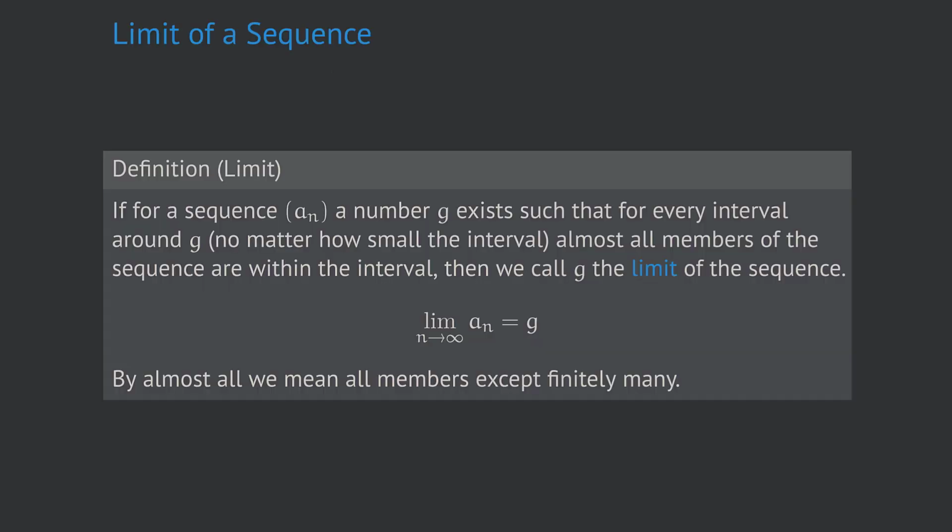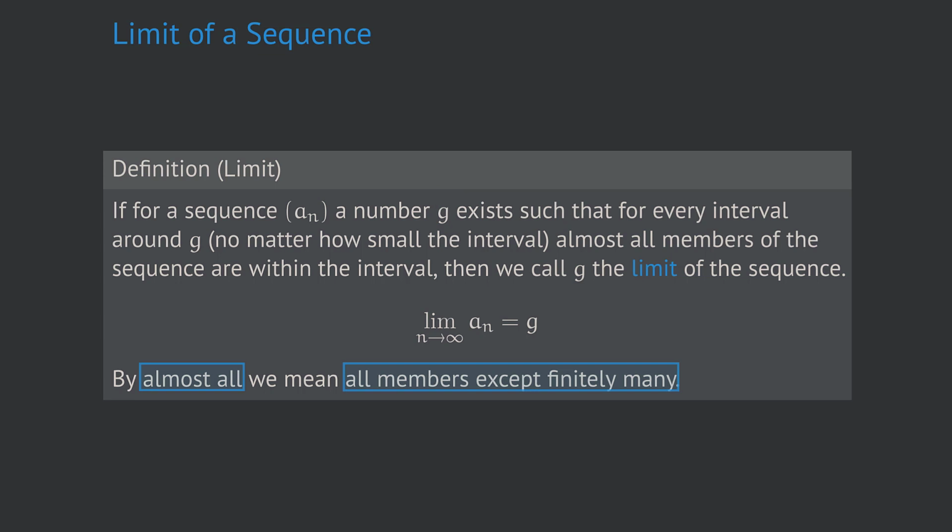Now let's have a look at the mathematically precise definition for a limit of a sequence. Admittedly, it's a little awkward to read and we have to get used to it. So let's read the text. If for a sequence a_n, a number g exists, such that for every interval around g, no matter how small the interval, almost all members of the sequence are within the interval, then we call g the limit of the sequence. By almost all members, we mean all members except finitely many.